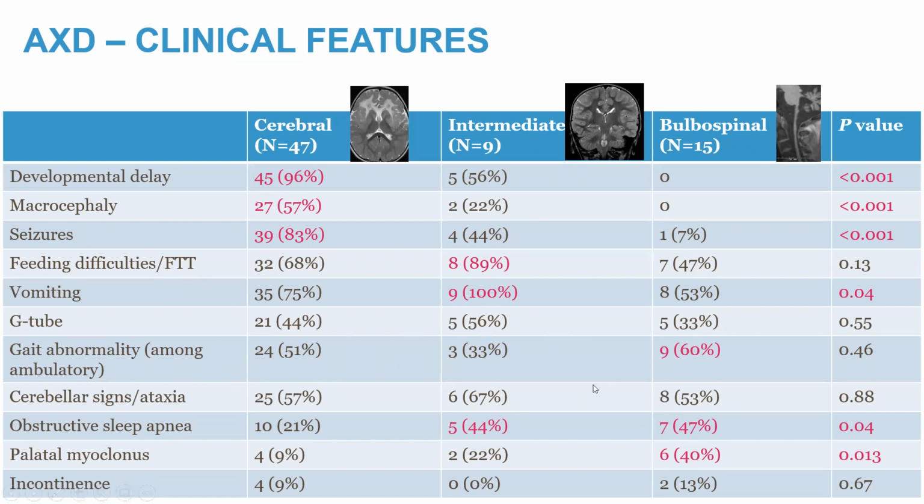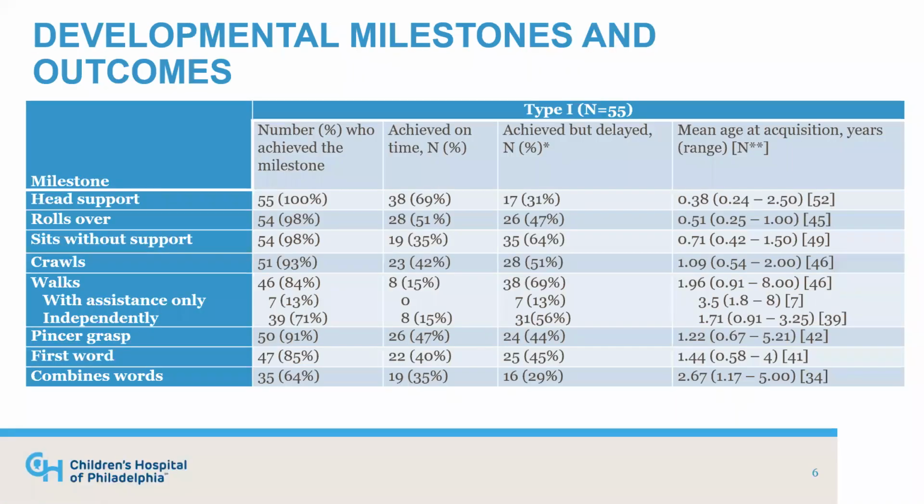Obstructive sleep apnea is a little bit more common in the intermediate and bulbospinal forms of the disease. Palatal myoclonus, which is shaking of the roof of the mouth, the palate, is more common in bulbospinal, or the older form of the disease. And incontinence is common in the cerebral and bulbospinal forms. And some of our cerebral patients fail to actually become continent in their early years.